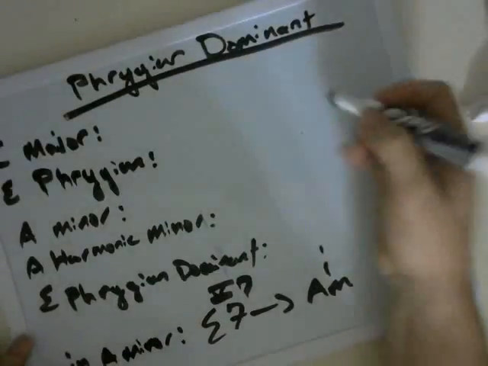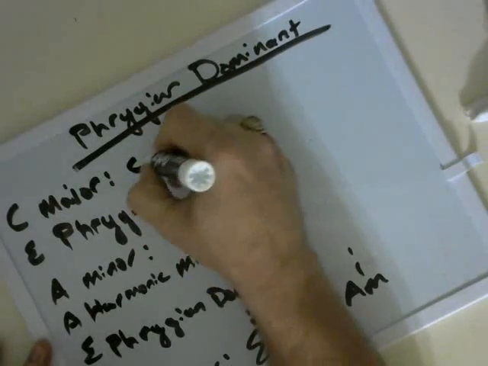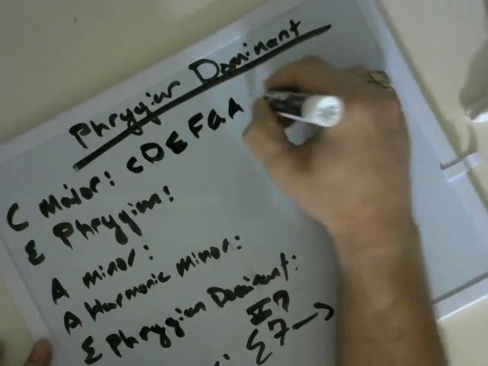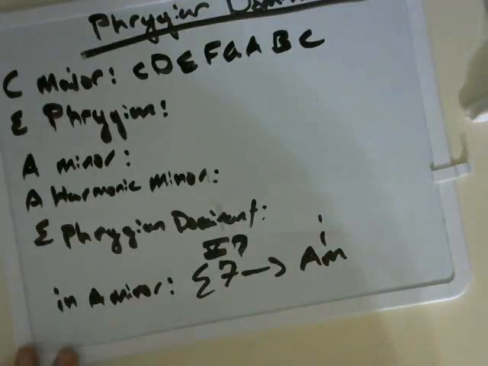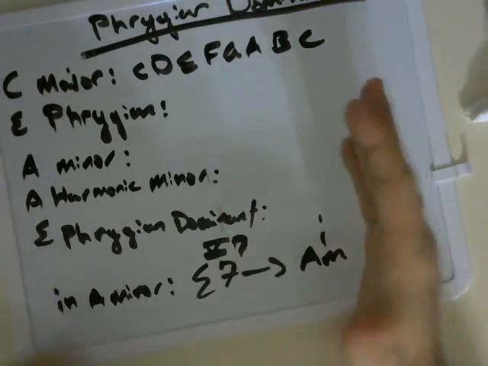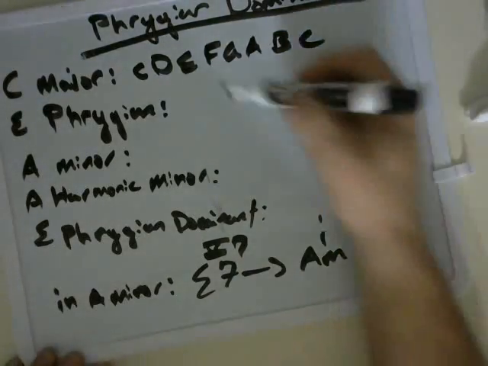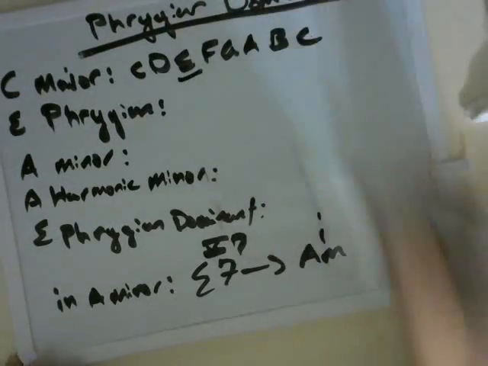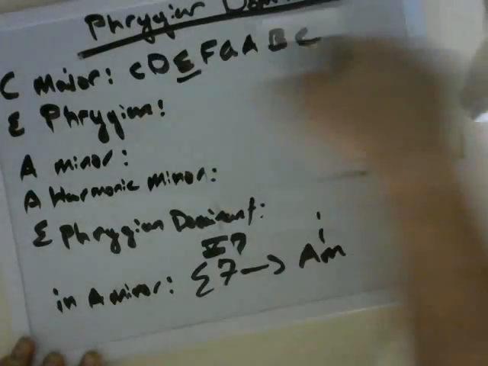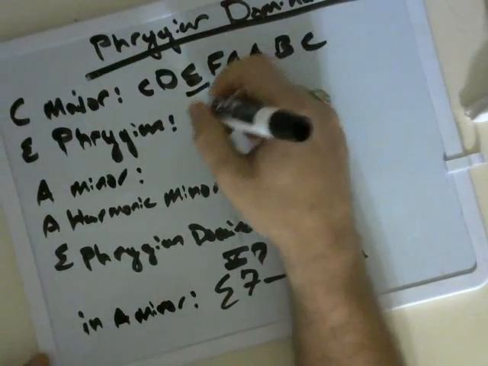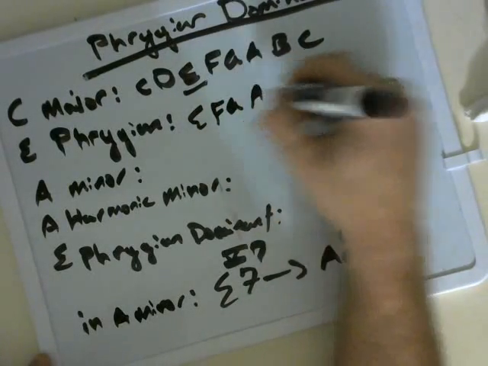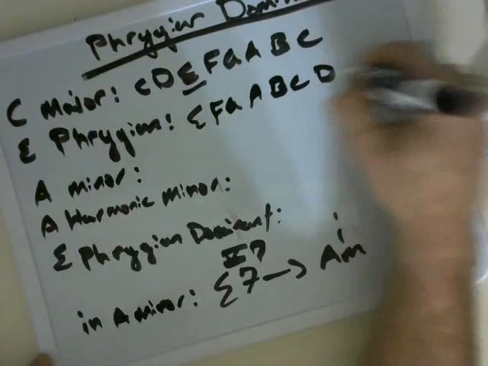So let's start out. The C major scale is C, D, E, F, G, A, B, and then back to C, right? So to create the Phrygian mode from the C major scale, we start on the third note of the scale and play it all the way to the same note, an octave above. So you have E, F, G, A, B, C, D, E.